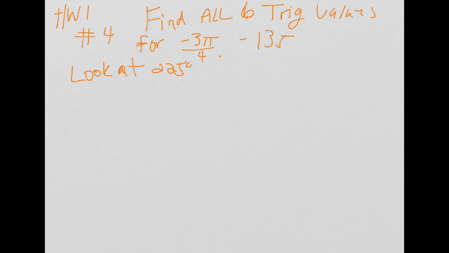Alright, so I need to look. The ordered pair for 225 degrees is negative root 2 over 2 and negative root 2 over 2. All 45 degree angles have root 2 over 2 and root 2 over 2. You just have to decide whether they're positive or negative.